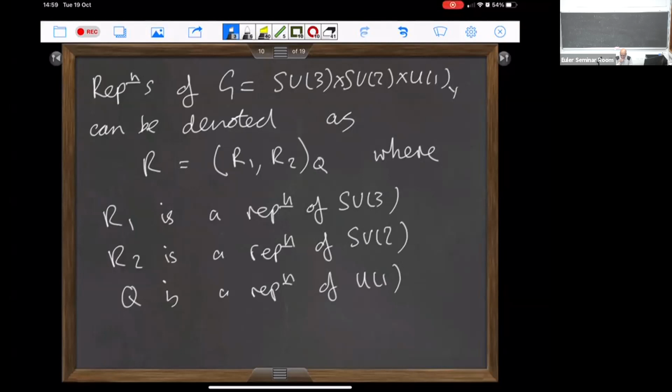Okay, so let's try and understand which representations these 15 particles transform under. Let's establish some notation first. We're going to write a given representation of SU3 times SU2 times U1 as R1 comma R2 with a subscript Q.